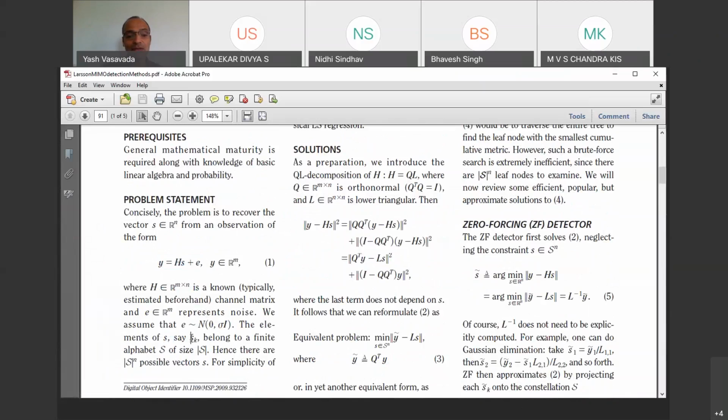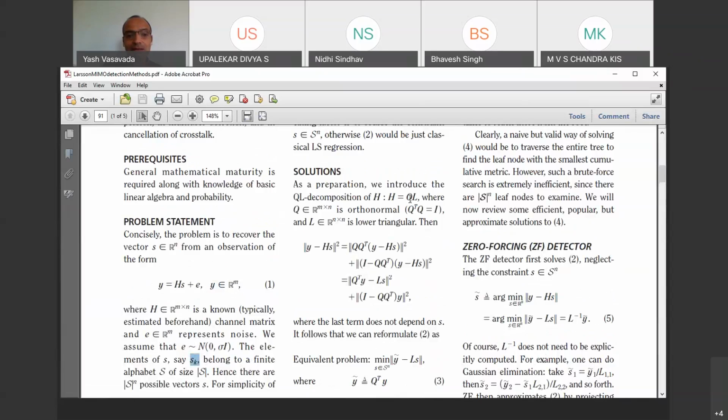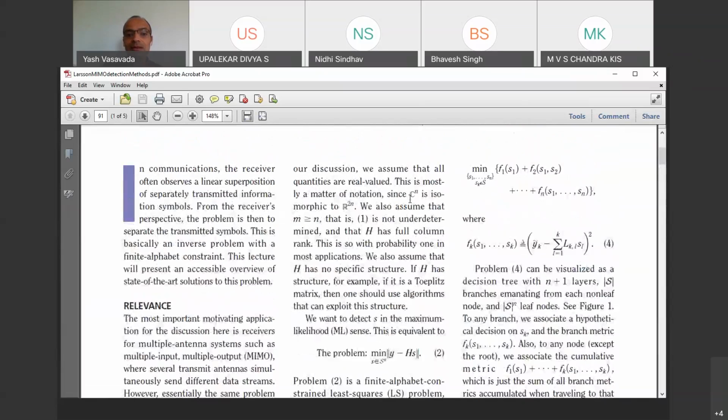and this vector s has elements s of k which belong to a finite alphabet, which is to say that they belong to the constellation diagrams, either QPSK or M-ary PSK, M-ary QAM, etc.